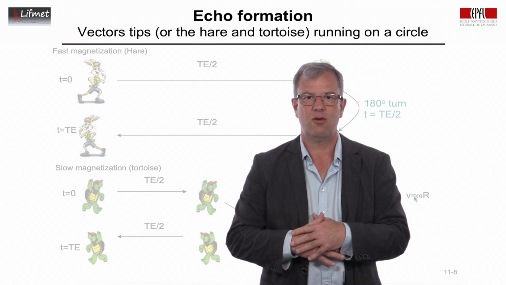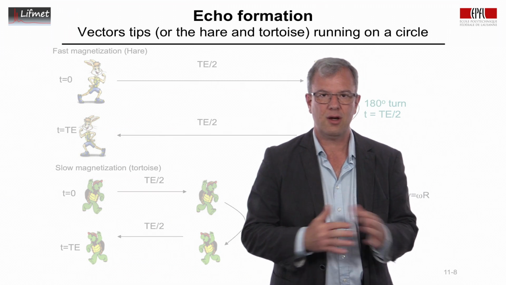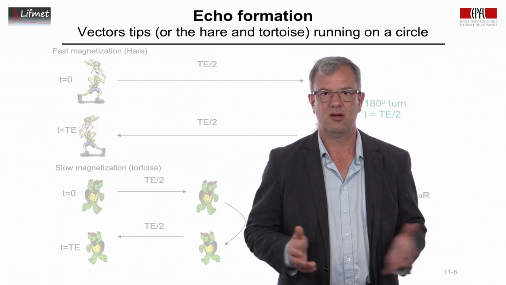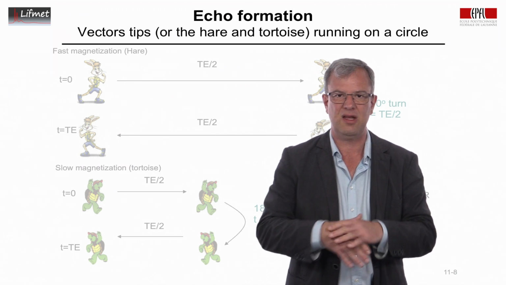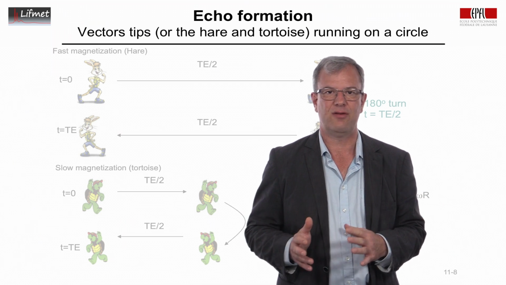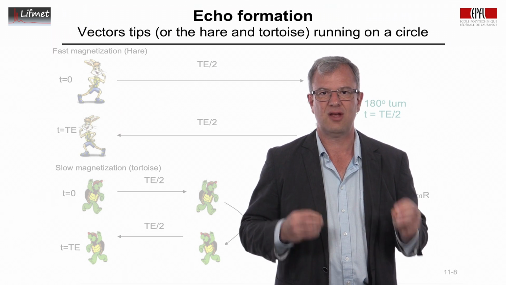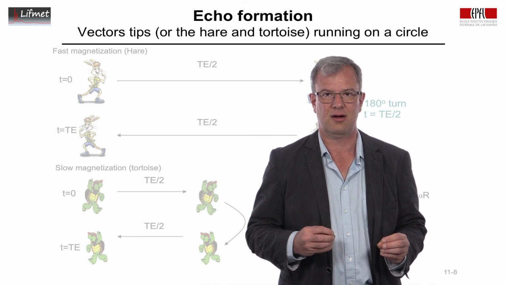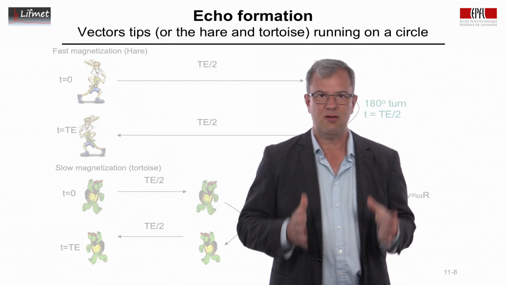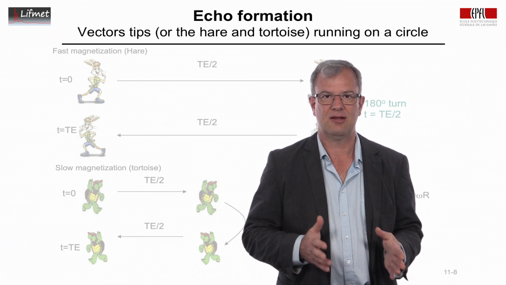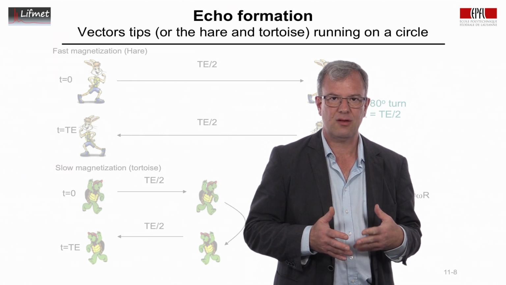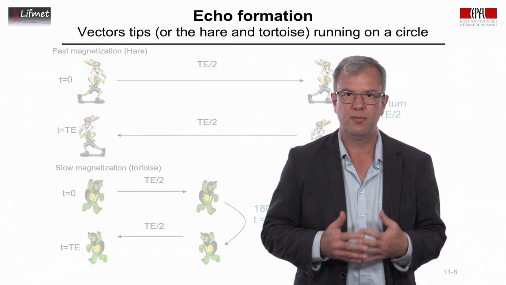Now we can imagine what we have in our organ of interest. We have literally hundreds of thousands of different tortoises and hares, and they're all running at different speeds in different directions, etc. I have made no assumption whatsoever on the specific speed of the tortoise or the hare. So this is valid for any pair that we compare: they will arrive after time te at the same original position that they had. So this is in general the case.